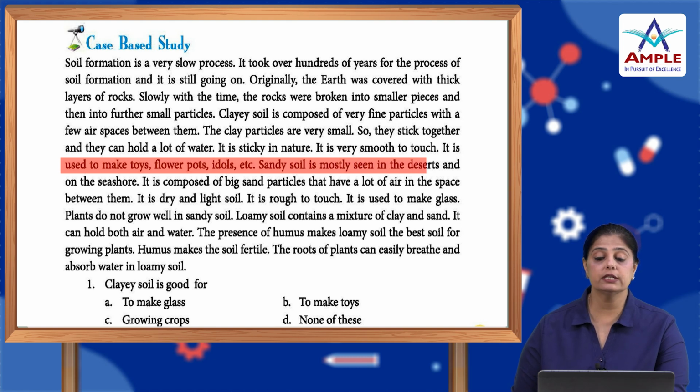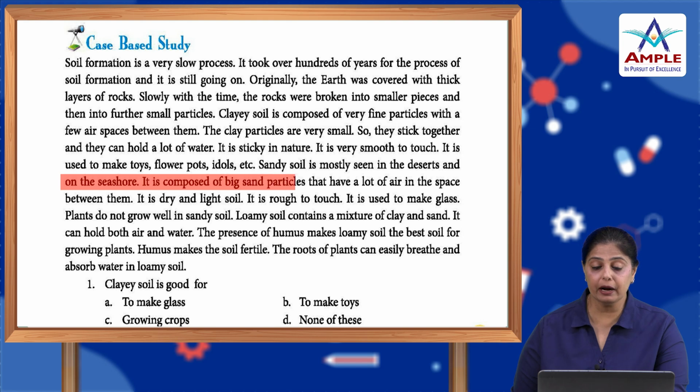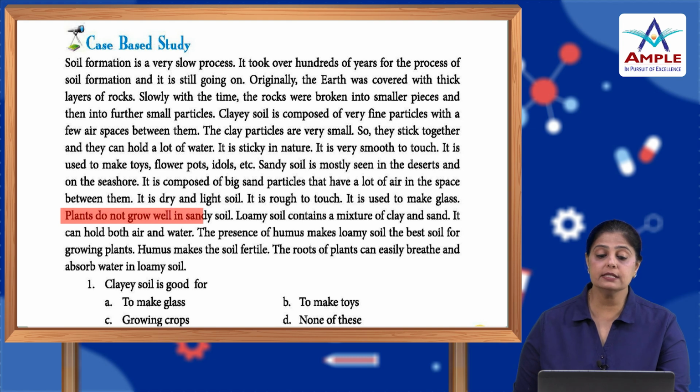Sandy soil is mostly seen in the deserts and on the seashore. It is composed of big sand particles that have a lot of air in the space between them. It is dry and it is a light soil. Okay, it is rough to touch. It is used to make glass. Plants do not grow well in sandy soil.